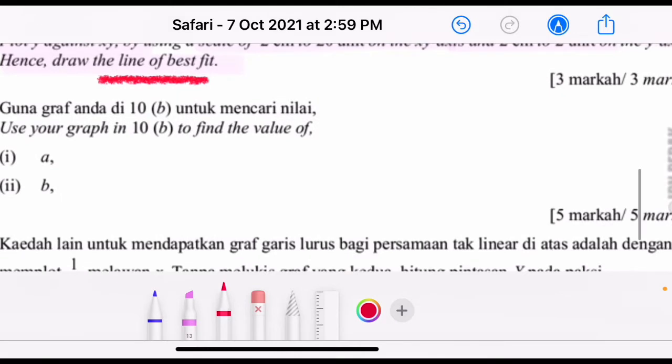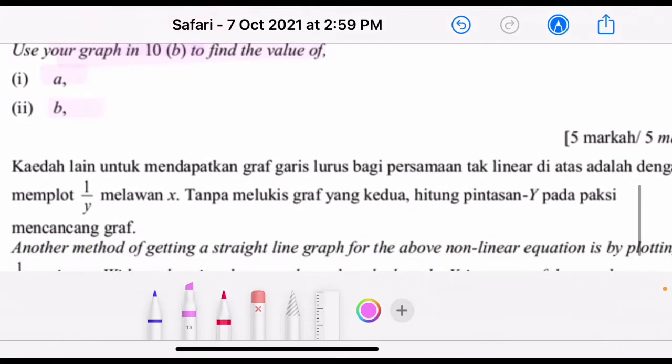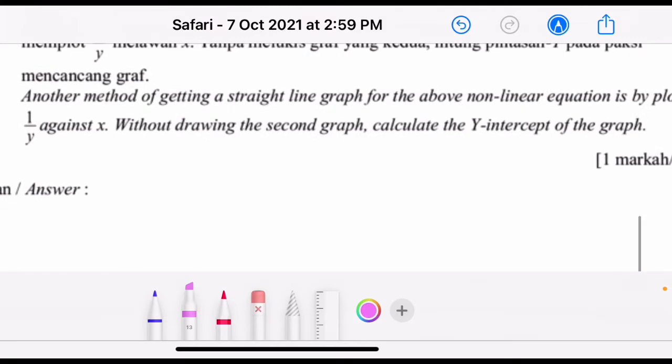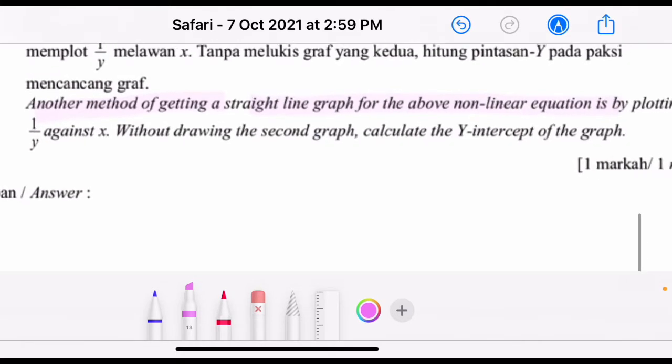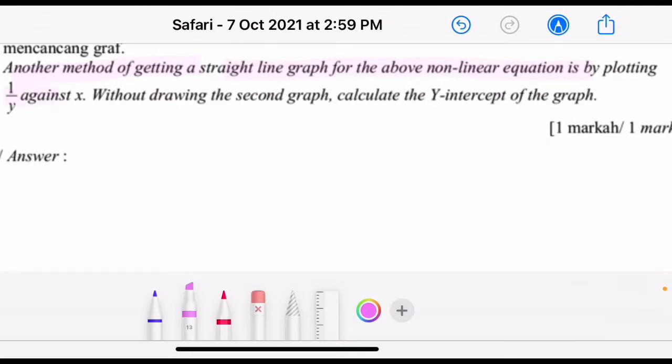After we have the line of best fit, we can use the graph to find the values of constant a and constant b. Then after that, we are going to use another method, getting the straight line for the above nonlinear equation by plotting 1 over y against x, and, without drawing the second graph, calculating the y-intercept of the graph. So let me show you how I will plot the graph using GeoGebra so you can understand the concept.